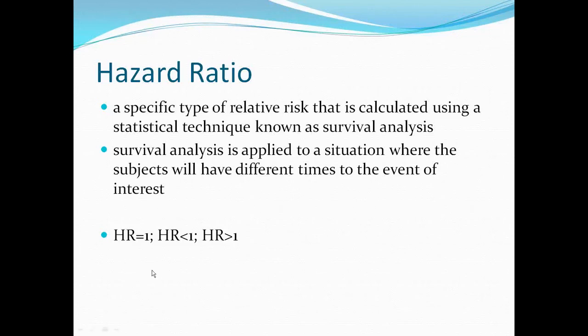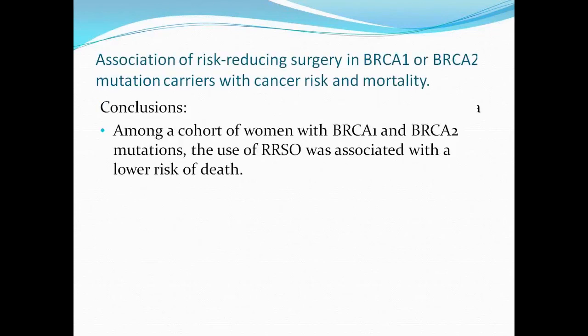But the same thing applies for the hazard ratio as it does for the relative risk and the odds ratio. So if it's equal to 1, there's no association. In this case, it was less than 1, so it was protective. Or if the hazard ratio is greater than 1, it's an increased risk. So we were able to conclude, or just one of the conclusions we had in this particular paper was, among a cohort of women with BRCA1 and BRCA2 mutations, the use of risk-reducing salpingo-oophorectomy was associated with a lower risk of death.